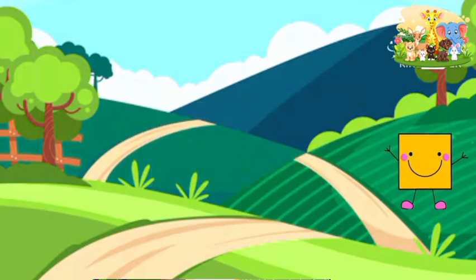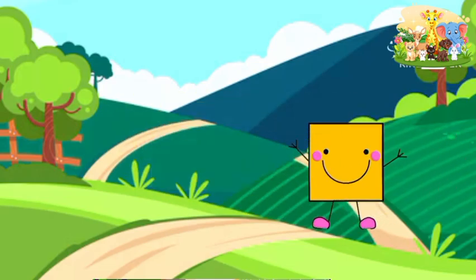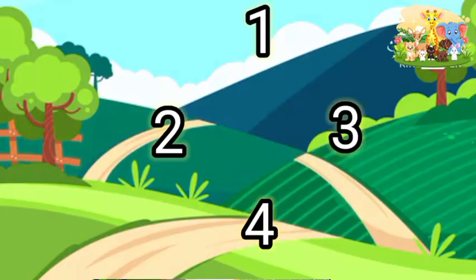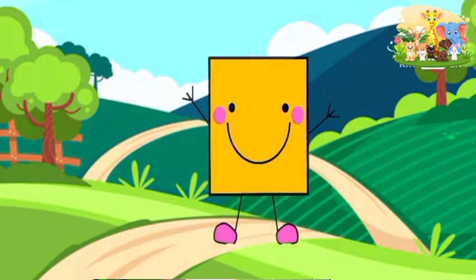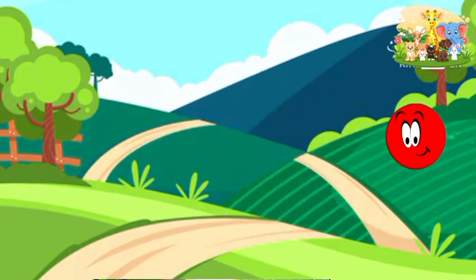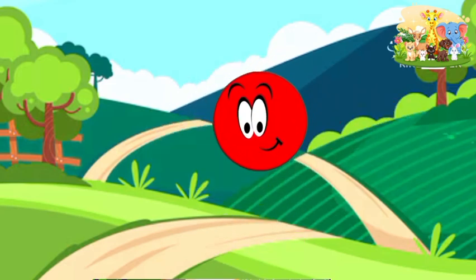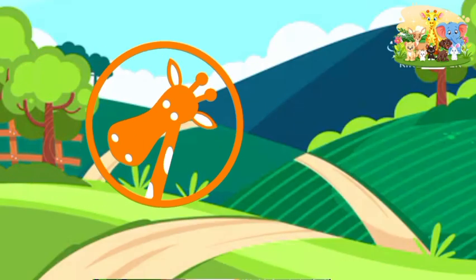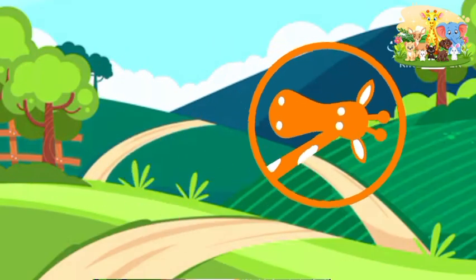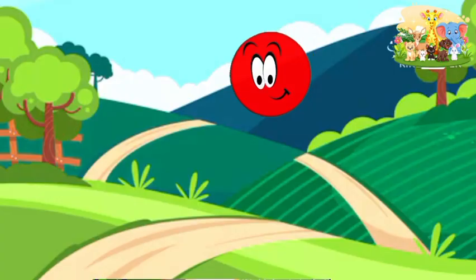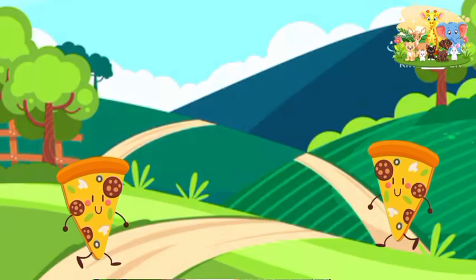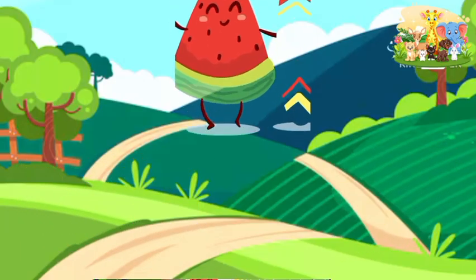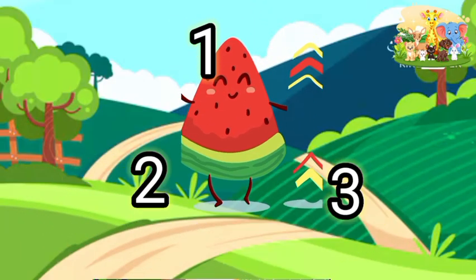Let's learn the shapes. I am a square. I have four sides. I have four corners. I am a square. I am a circle. I am round. I have no side. I have no corner. I am a triangle. I have three sides. I have three corners.